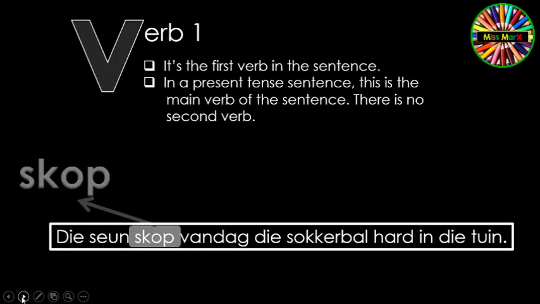Immediately following the subject, we have V1, verb 1. For now, we're doing a present tense sentence that has one verb directly after the subject. In this case, we look at the doing word. Wat is die doen woordjie? Wat is die werk woordjie? En dit is skop of kick.